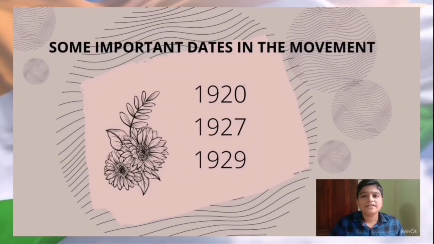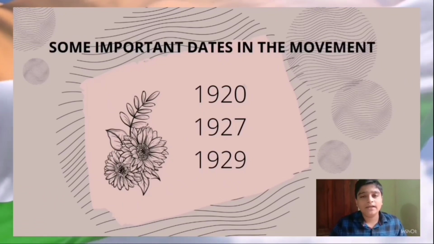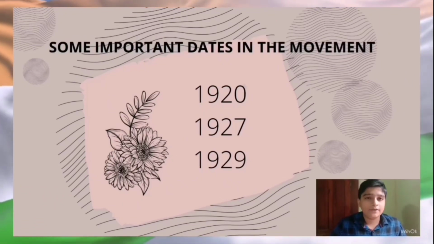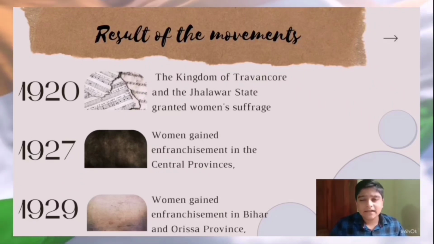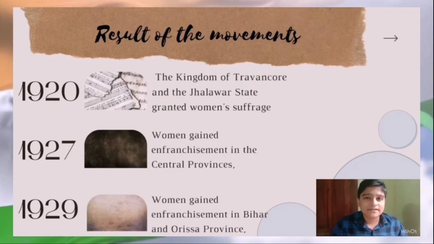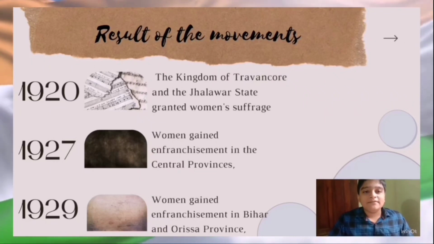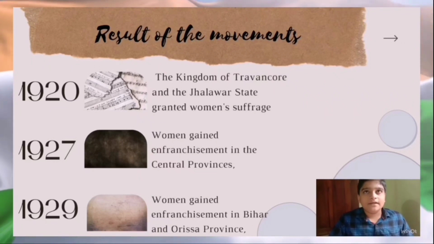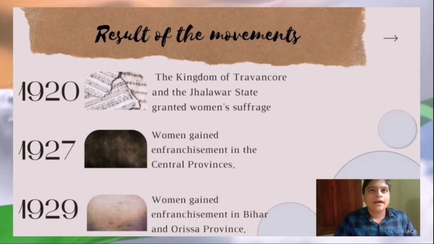Next, we are going to discuss some of the important dates in the movement, such as 1920, 1927 and 1929. As a result of these movements, in 1920, the Kingdom of Travancore and the Jhalawar state granted women the right to vote. In 1927, women gained enfranchisement in the central provinces. Women gained enfranchisement in Bihar and Orissa province in 1929.